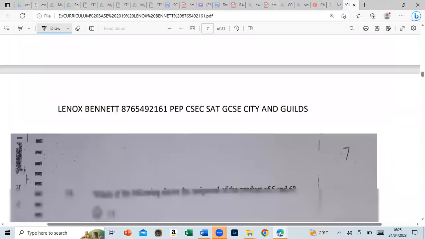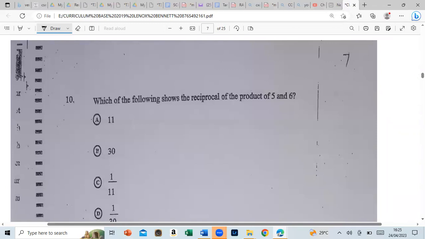Number 10, which of the following shows a reciprocal of the product of 5 and 6? So first, let's just find the product. Product means to multiply. So we multiply. So this is the same as 30 over 1. The reciprocal of 30 over 1 would be 1 over 30. Another word you can use is flip. So that would be D.